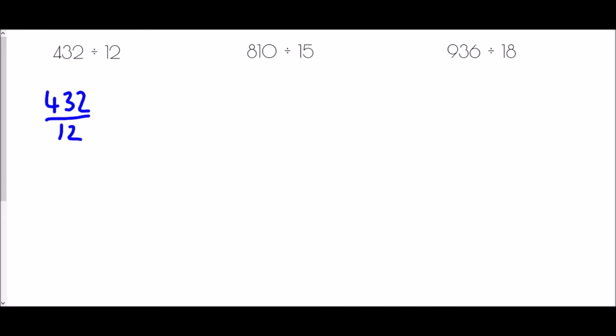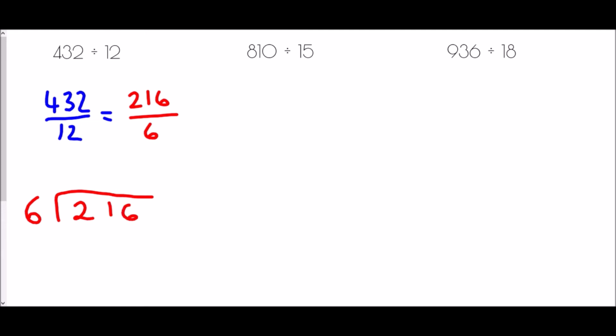Now one thing we can do here is we can simplify this fraction. Both of the numbers are even, and so because they're both even, we can half both numbers. Half of 432, well, half of 400 will be 200, and half of 32 will be 16, so that's 216 over 6. Because we've now simplified it, we're now only dividing by a single digit, and so we're back to the same method as we had previously.